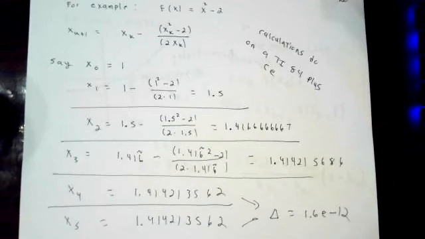There's no point in continuing to compute because x₆ and x₇ and all of the rest of them are going to look like this. If you get your calculator out and calculate the square root of 2, you get 1.414213562, rounded to the number of decimal places that we've had. So bisection is slow. At least on this example, Newton's method is really fast.